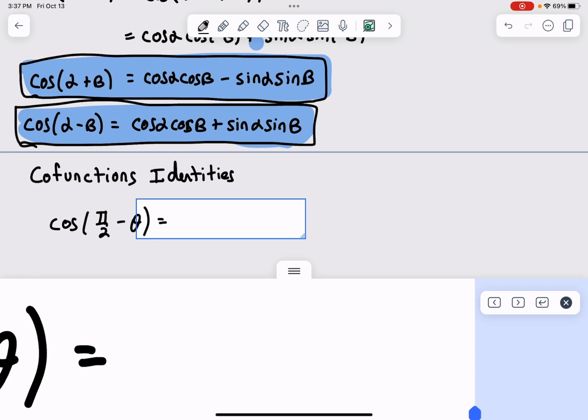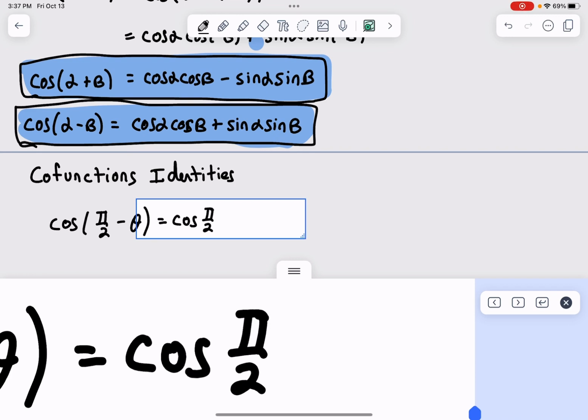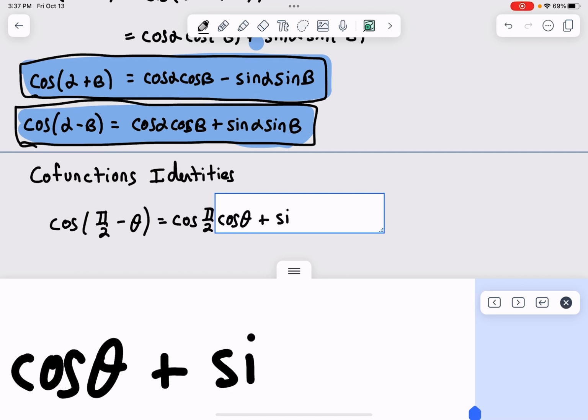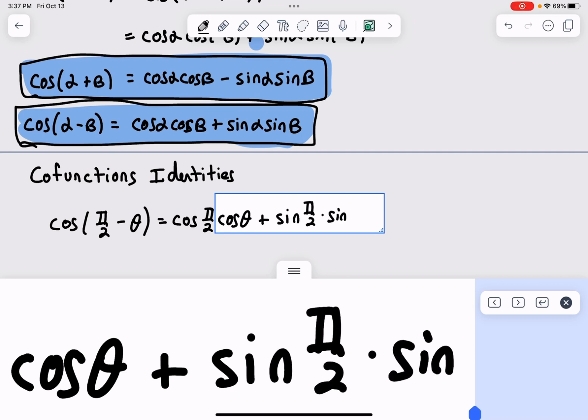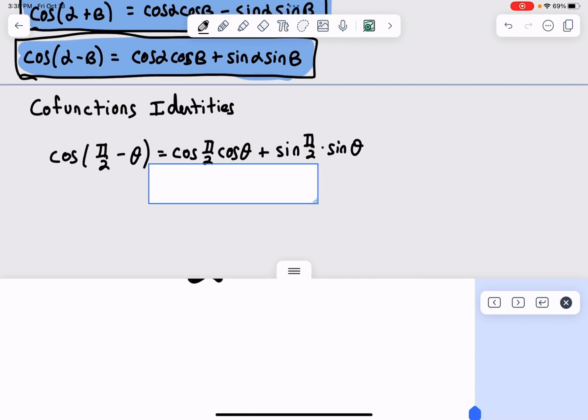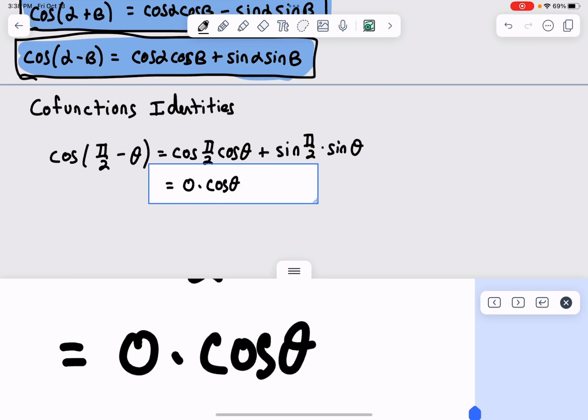That's cosine of a difference is cosine of the first, cosine of the second, plus sine of the first times sine of the second. But cosine of pi over 2 is 0. So that would just be 0 times cosine of theta. That whole term is just going to disappear.